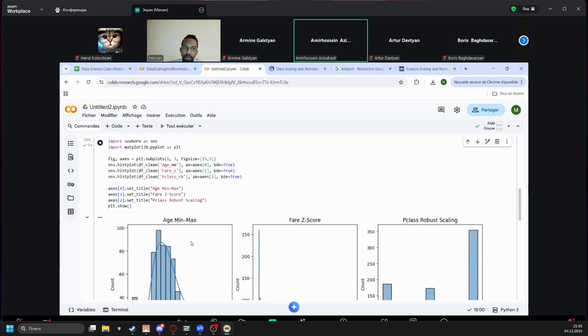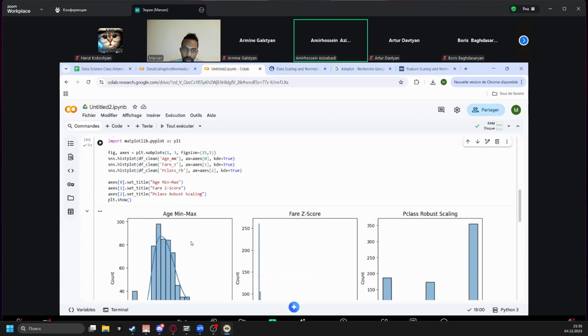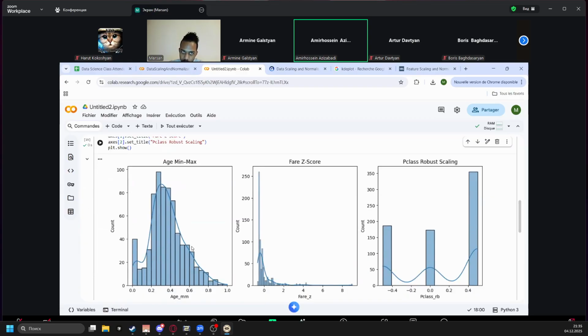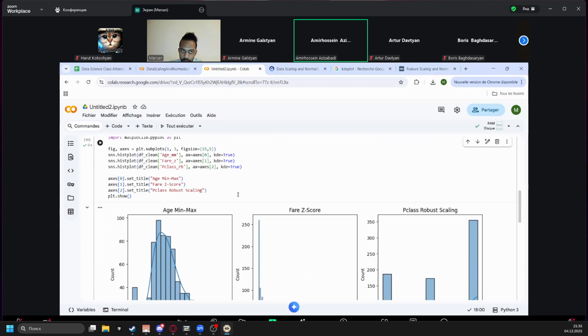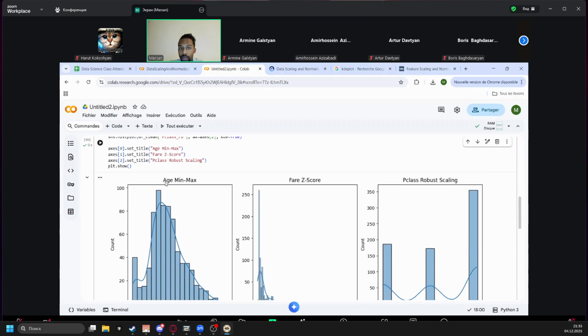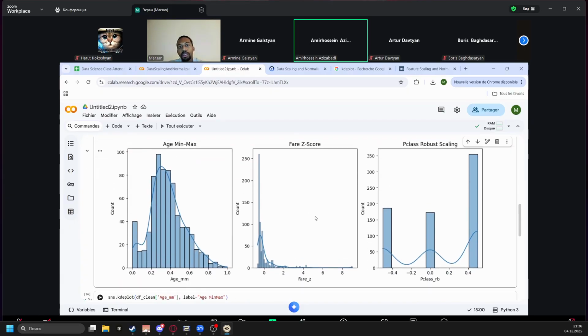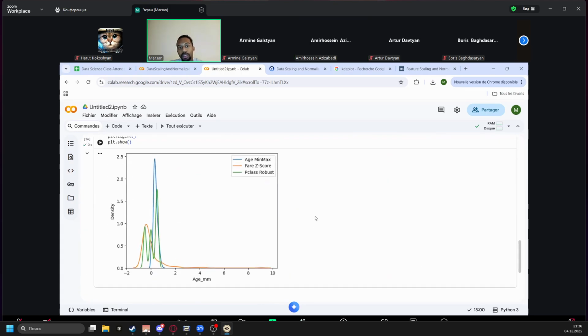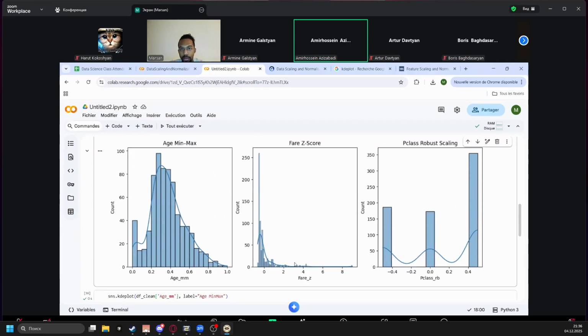It's just about each variable. The first is for the age, the second is for the fare, and the last one for the Pclass. In the fare score, what we saw is that when we have a normal distribution, normally we have a curve, and that's all. But here we have the curve and it continues. All that are outliers.